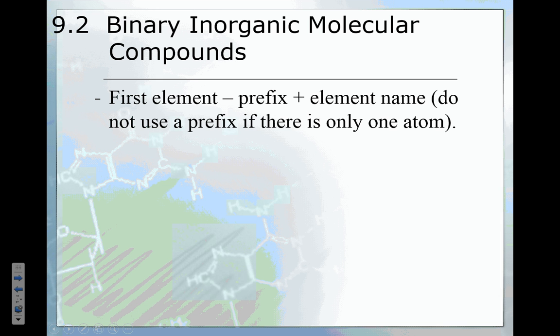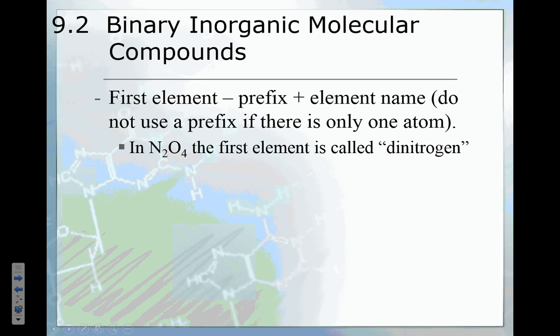Now, one thing you do have to remember, and I think whoever came up with this thought they were making things simpler, but in reality, it's going to make us remember an extra thing. You do not use a prefix on the first atom if there's only one. So you never say monocarbon if carbon is the first atom and there's only one. You just say carbon. That's an extra thing you need to remember.